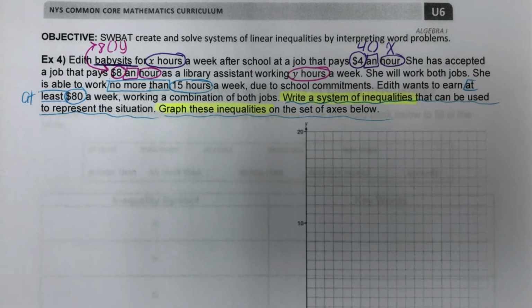So I already read through the question and I cubed it, all right? But let's go over it together. It says, Edith babysits for X hours a week after school at a job that pays $4 an hour.